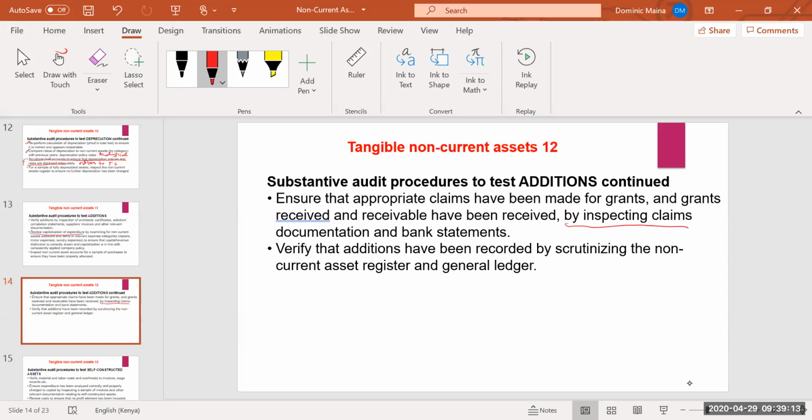You can also verify additions that have been recorded by scrutinizing the non-current asset register and the GL. Any addition that occurs during the year ought to appear on the company's non-current asset register, and not just on the register, but on the GL, the general ledger, which will appear in the company's final financial statements. That's how you verify that the company has actually recorded all those additions that occurred during the year. And that's on the additions. I hope it is all clear.